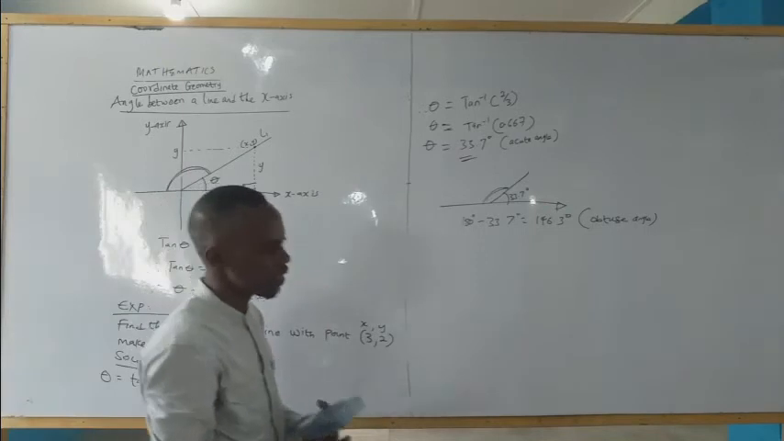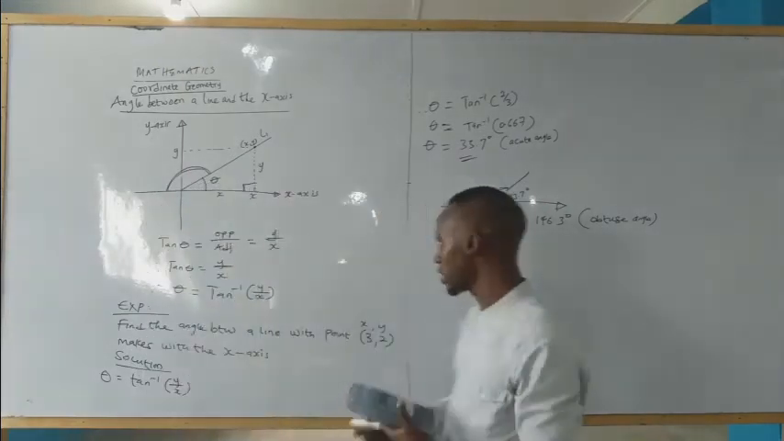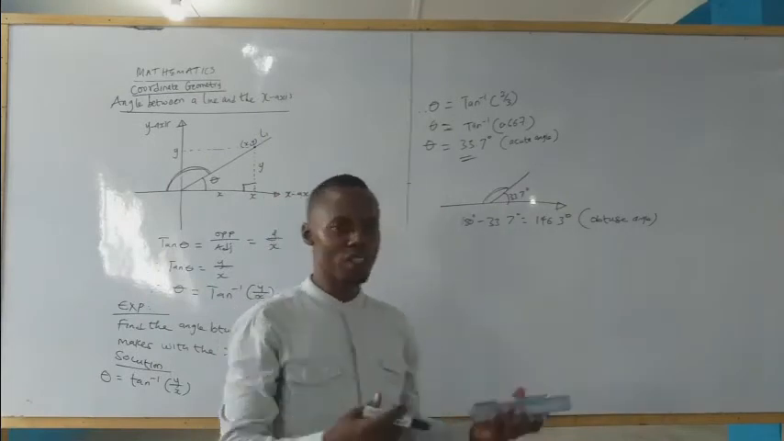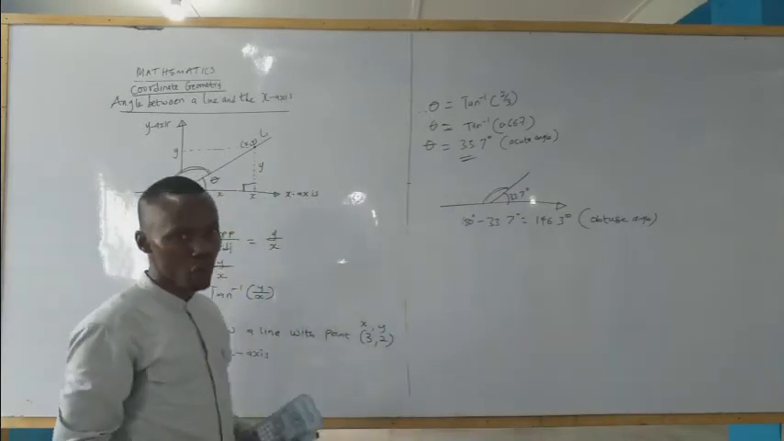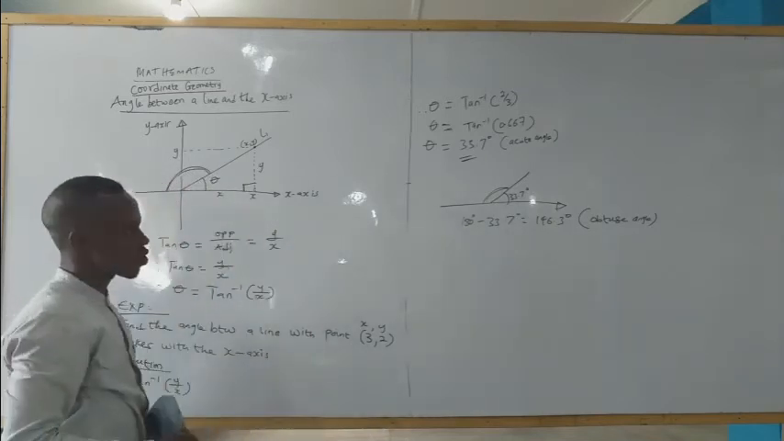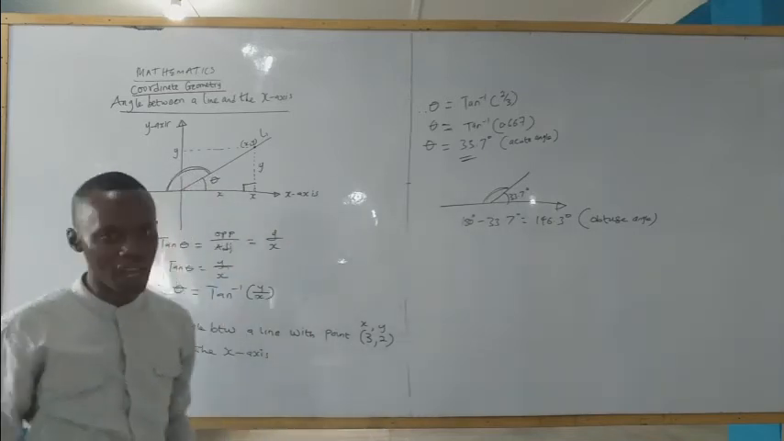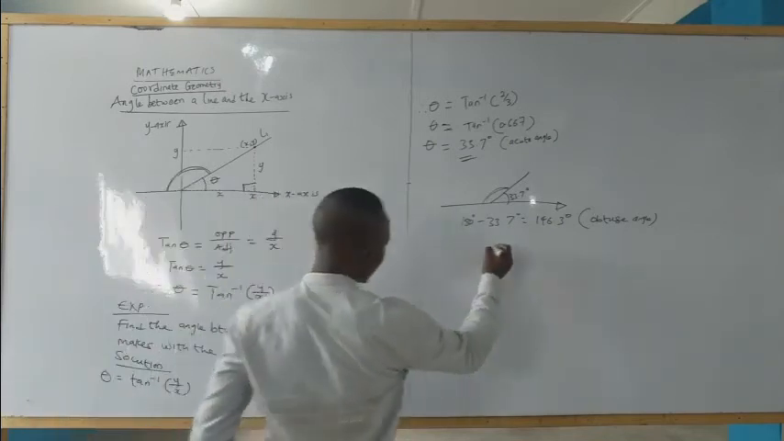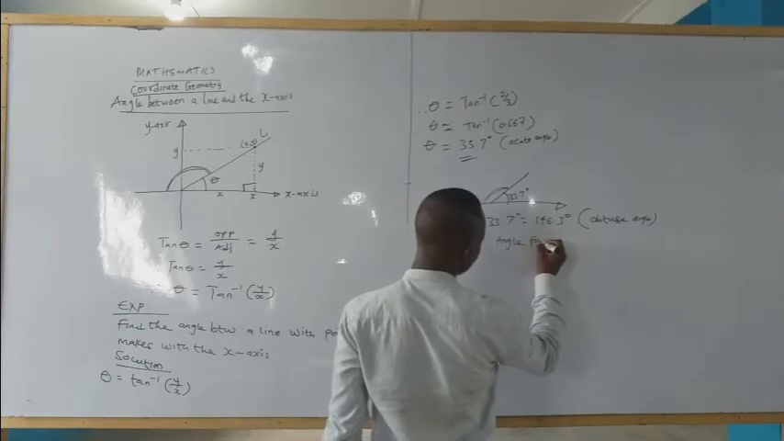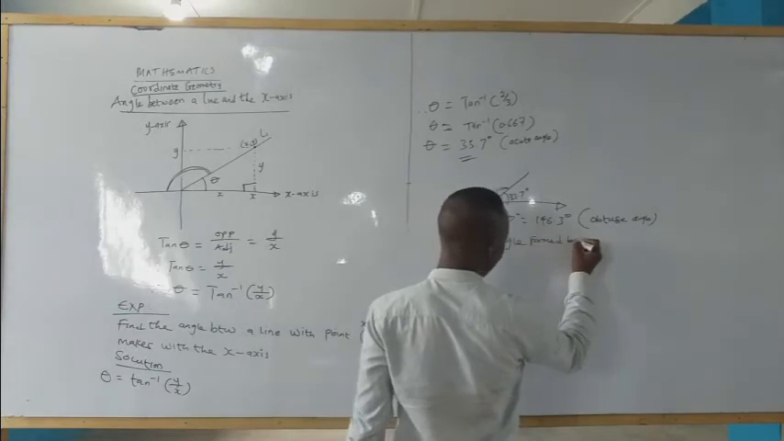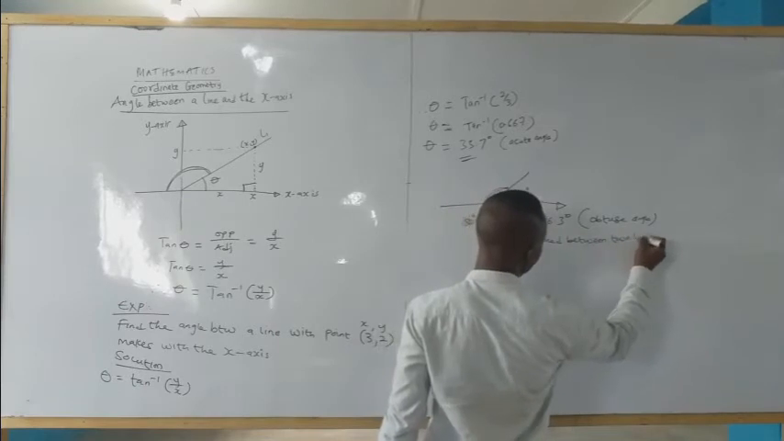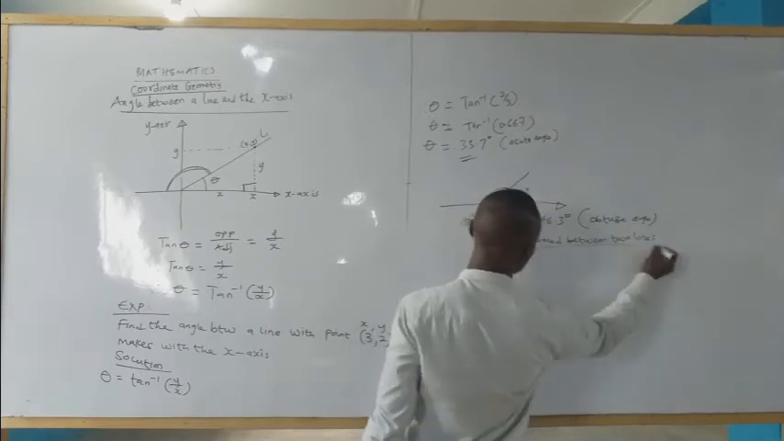So from here, we can have another question that says the angle formed between two lines. So how do we determine the angle formed between two lines? Here we only have one line and the x-axis. So how do we determine the angle formed between two lines? We then say angle formed between two lines.